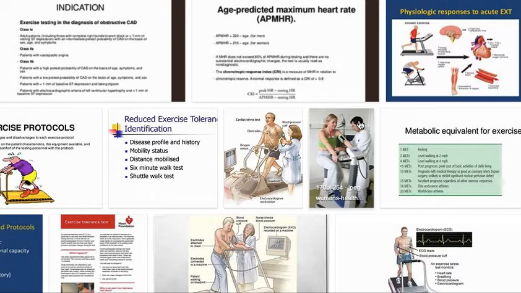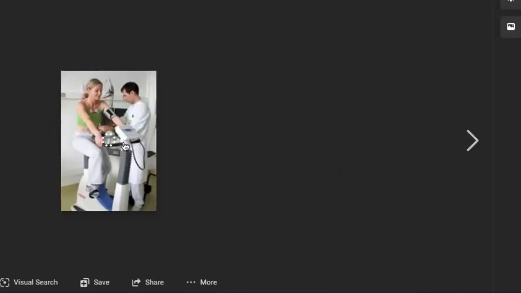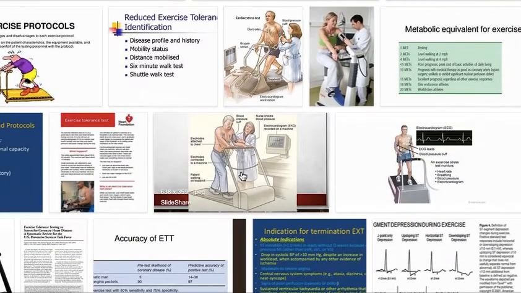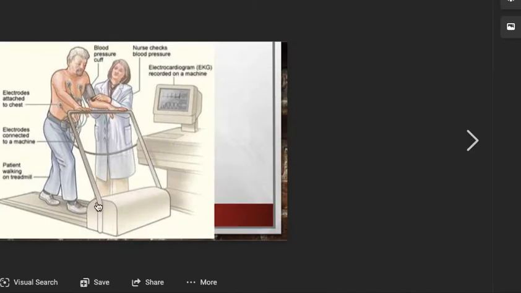So now, for example, this lady, you can see she is on this bicycle and she is going to move it, or for example, you can see over here a person on a treadmill, and they put an ECG on that person, and the monitor is also used to check the ECG changes when the person is doing exercise.